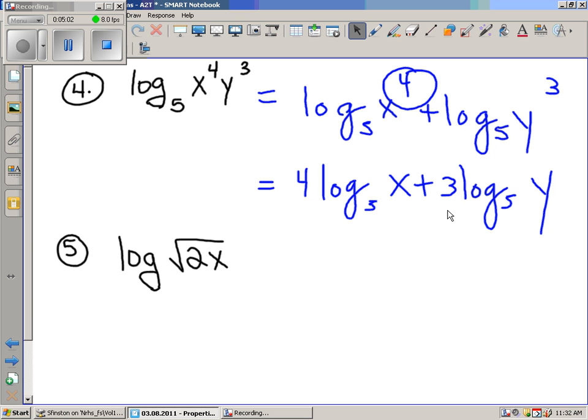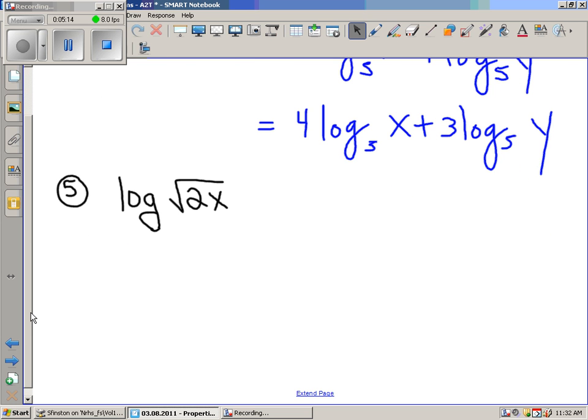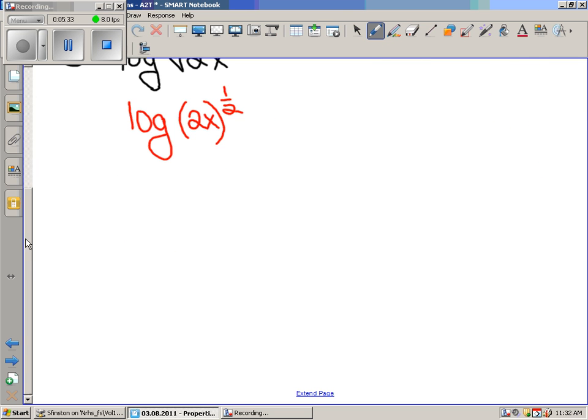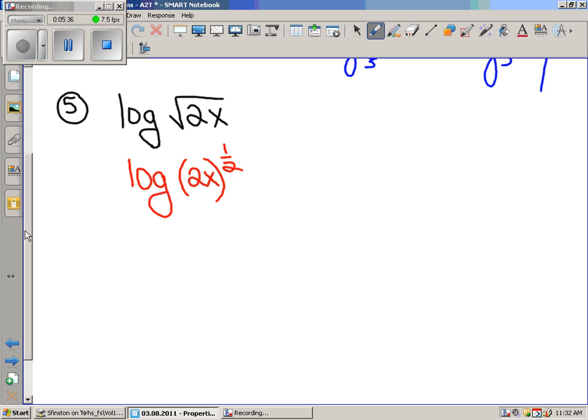Let me give you a hint. This symbol, how could you rewrite it using powers? Not to the second. To the half. This is the same thing as saying log 2x to the 1/2 power, because the bottom number is our index. The square root is an index of 2. Whenever you take the square root, it's like raising something to the 1/2 power.